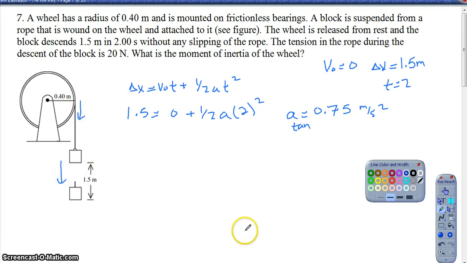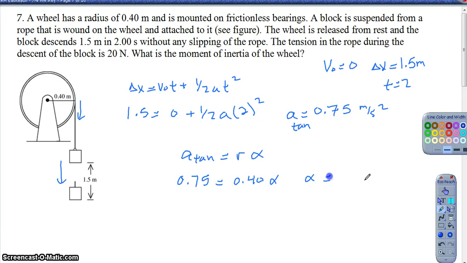So how can I use that to help me with the rotational motion? Well, that can help me find alpha, the angular acceleration, which is related using the tangent. So the tangential acceleration equals r, the radius, times the angular acceleration. Since I have the tangential acceleration, 0.75 equals my radius of 0.40 meters, which they give me, times alpha. Solving for alpha, I get 1.875 radians per second squared. So we have this information to work with, which helps me out for this problem.